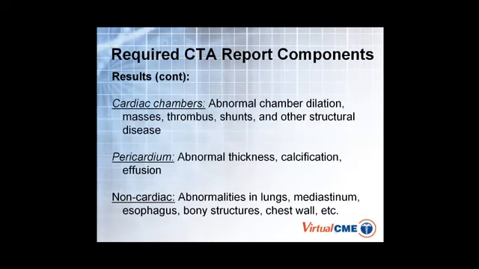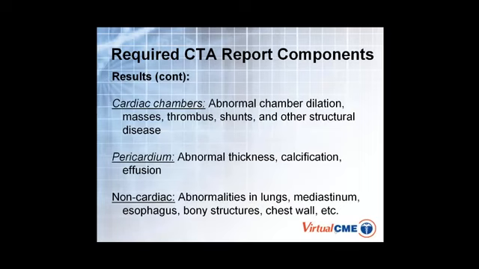To continue on the results, we like to discuss cardiac chambers, so any abnormal dilatation, for example, left atrial, left ventricular enlargement, or perhaps a large patient with sleep apnea that has an enlarged right ventricle. Are there any masses present? Is there thrombus present in the atrium? Are there shunts, atrial septal defects, patent foramen ovales, ventricular septal defects, or other structural disease? And those should be described in detail.